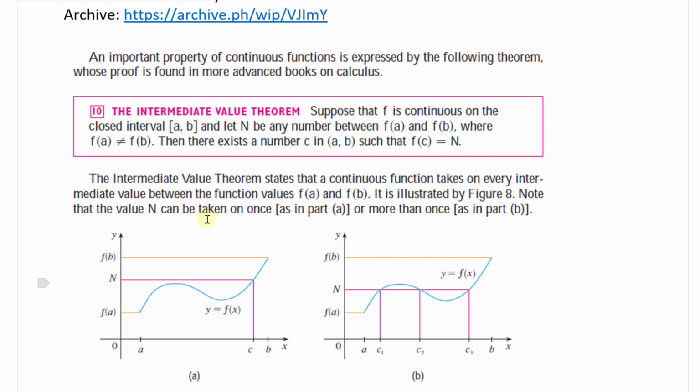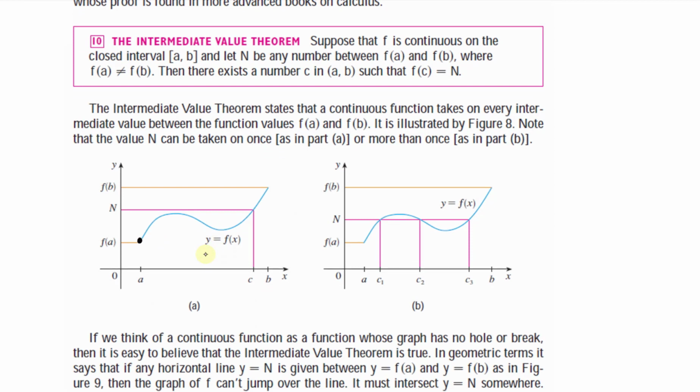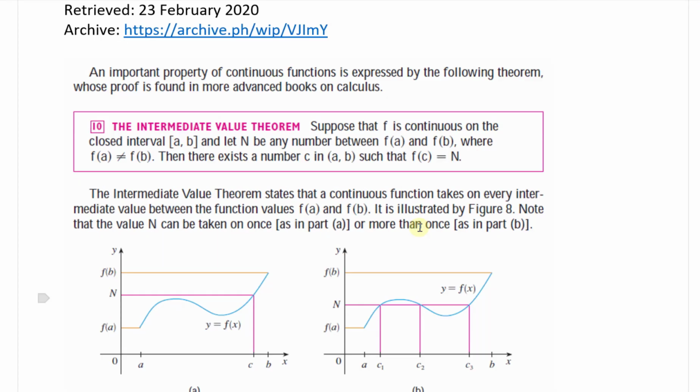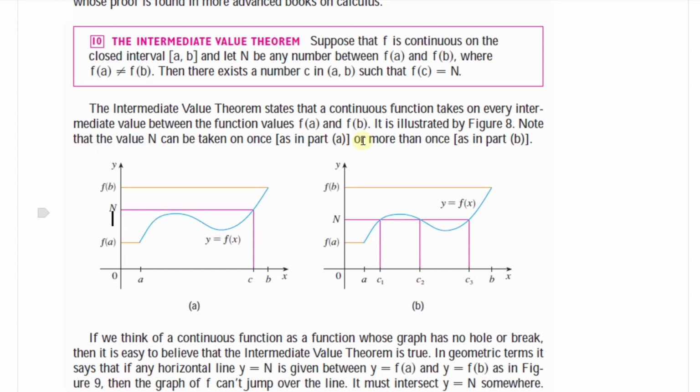Note that the value N can be taken on once, as in part A, or more than once, as in part B. So basically, if you have a continuous function from here to here, there's going to be a value in between. That's pretty much it. The exact proof is a bit more rigorous, but it's pretty straightforward when you look at the graph. Here you have multiple values of c cutting through: c1, c2, c3. So N is just any value in between.